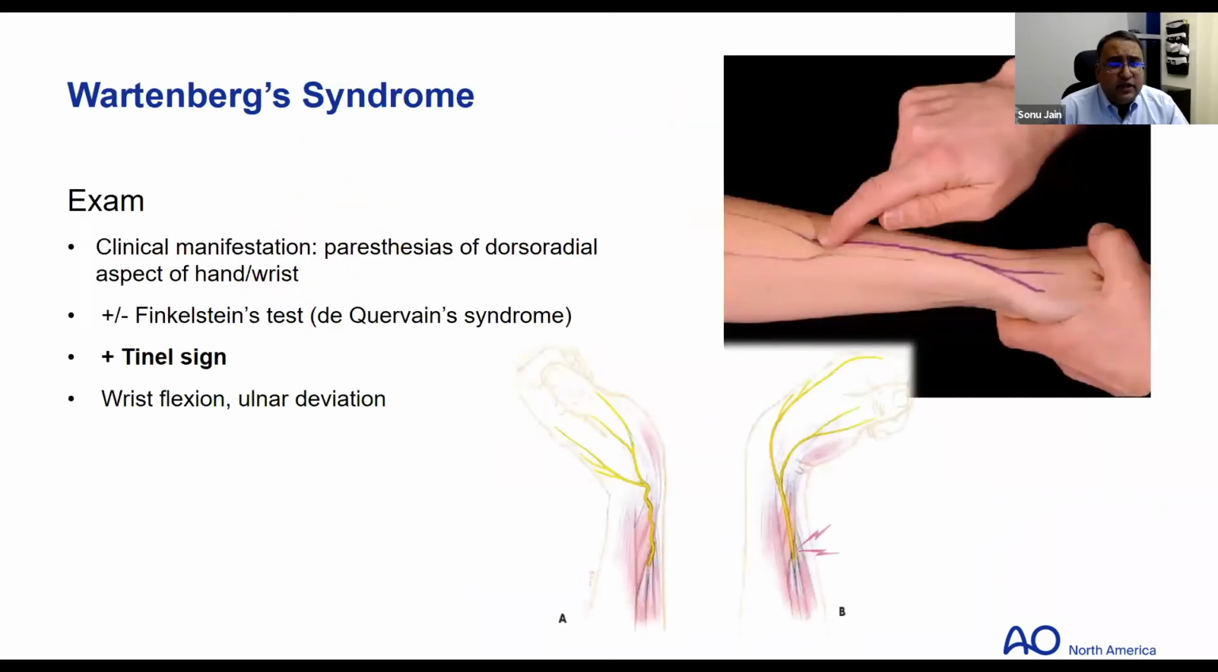And then you can get paresthesia of the dorsal aspect of the hand and wrist, plus or minus a positive Finkelstein test. Sometimes your Finkelstein test is positive because of the traction of the nerve with the maneuver. Tinel sign really helps differentiate this from de Quervain's tendonitis. And you can also exacerbate symptoms with wrist flexion and ulnar deviation.